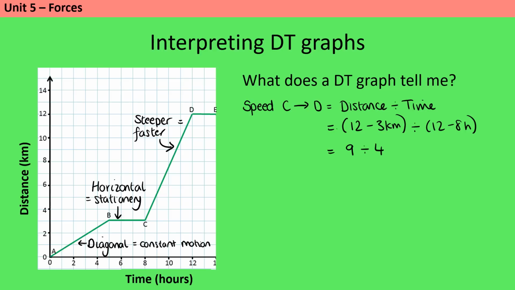If I do 9 kilometres divided by 4 hours, I get 2.25. And because that distance and that time are in kilometres and in hours, my speed would be in kilometres per hour, not in metres per second.